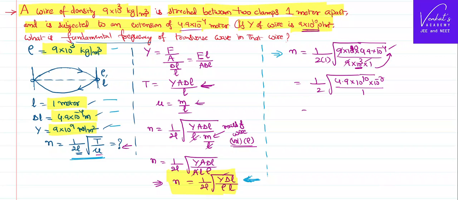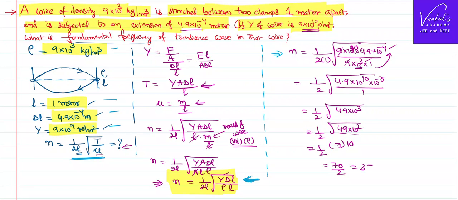Everything else is cancelled. So 1 by 2, root of 4.9 into 10 power 3. That is 1 by 2, root of 49 into 10 power 2. 1 by 2, the square root of 49 is 7. 10 squared is 100 and the square root is 10. That is 70 by 2, which is equal to 35 Hz. So we have got the answer for the problem as 35 Hz. That's how we have to solve the problem. Thank you for watching.